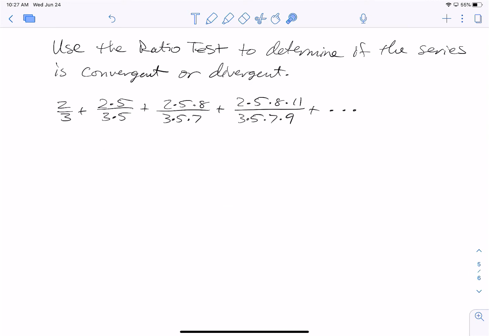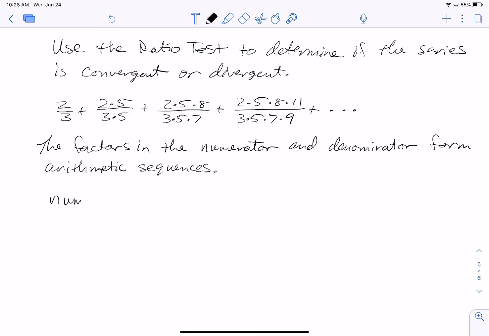Notice that you can predict what the next numerator would be: 2 times 5 times 8 times 11 times, right, 14. And in the denominator, you can predict again the next factor, 3 times 5 times 7 times 9 times 11. In both cases, you can predict the next term because they're arithmetic sequences. At least the factors form arithmetic sequences.